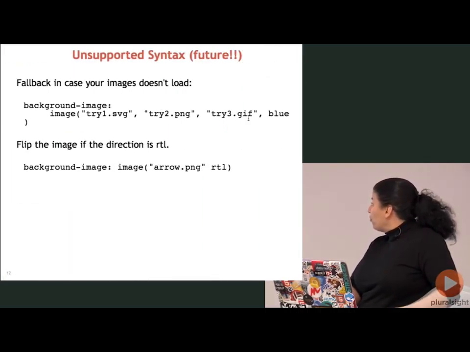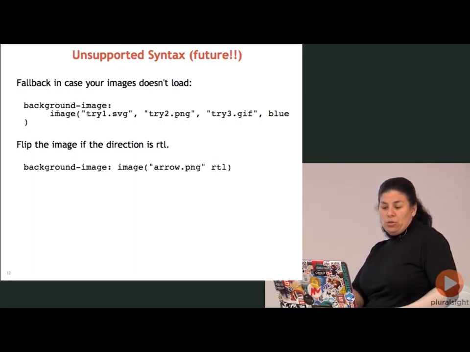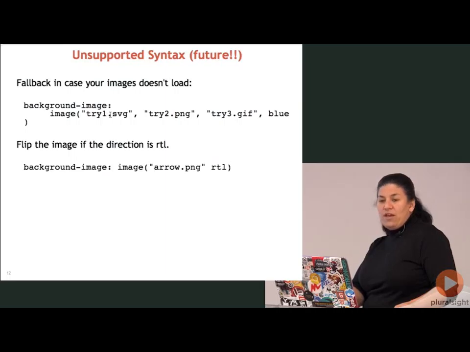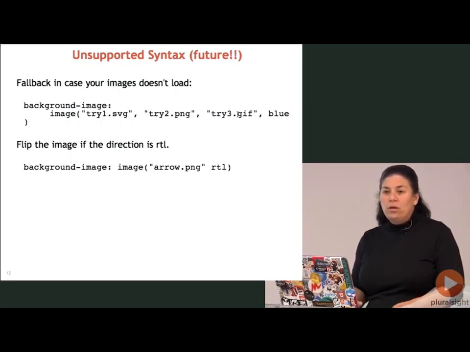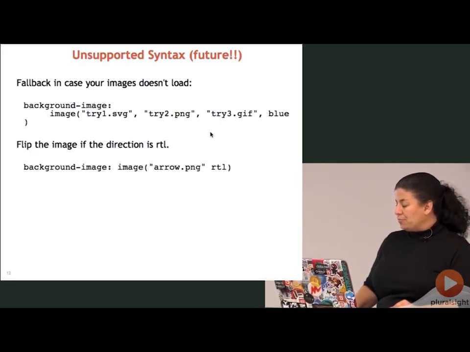Also in the future, but not yet here, is you say background image, and then you say image, and then it'll try these images in order. So it'll try the SVG. If that fails, it'll try this one. If that fails, it'll try this one. And if not, you can just put a default color.